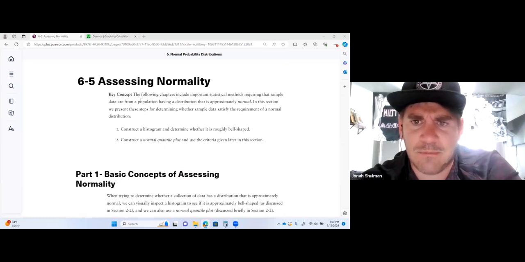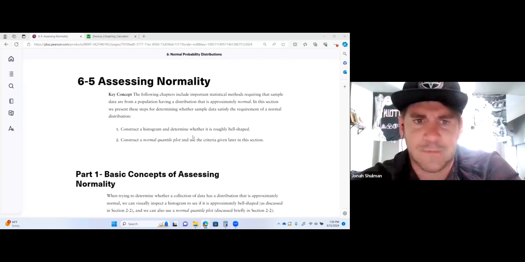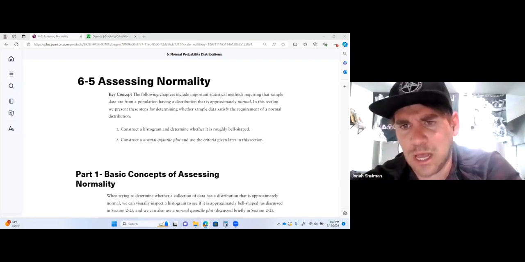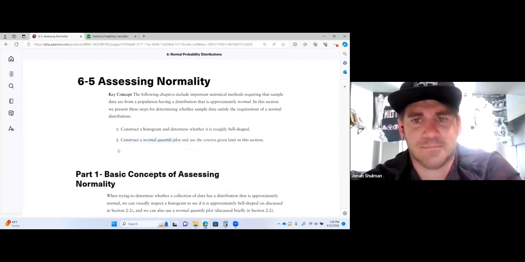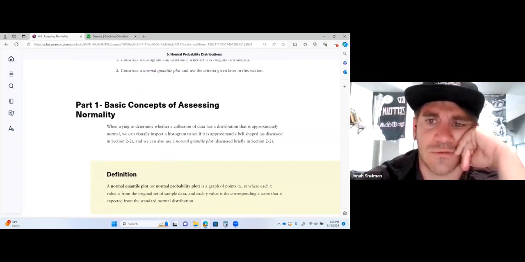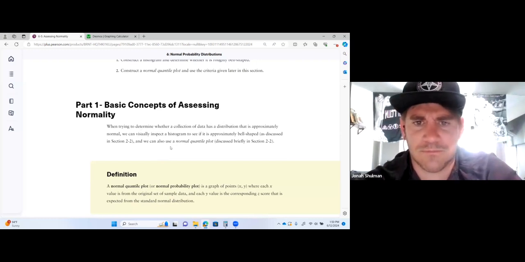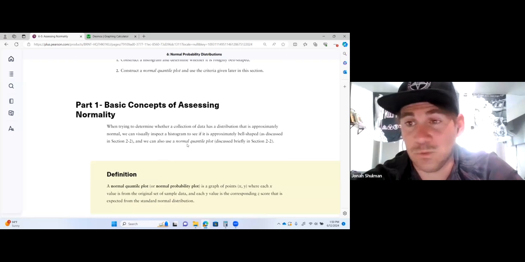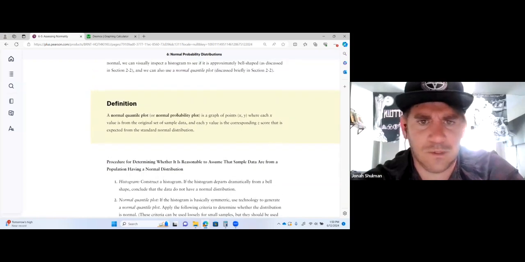Following chapters includes that method: sample data, construct a histogram to determine if it's bell-shaped, construct a normal quantile plot. All right, so I've never really done one of these normal quantile plots, but I'm sure it's not gonna be too crazy. When trying to determine if a collection of data has a normal distribution, we can visually inspect the histogram to see if it's bell-shaped. And we can also do a normal quantile plot. I guess we did it before. I guess I just don't remember. So what is this normal quantile plot? What are we making today?